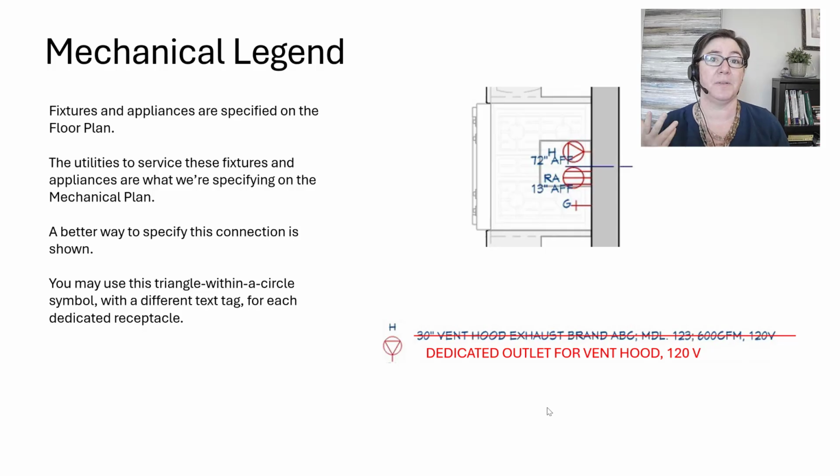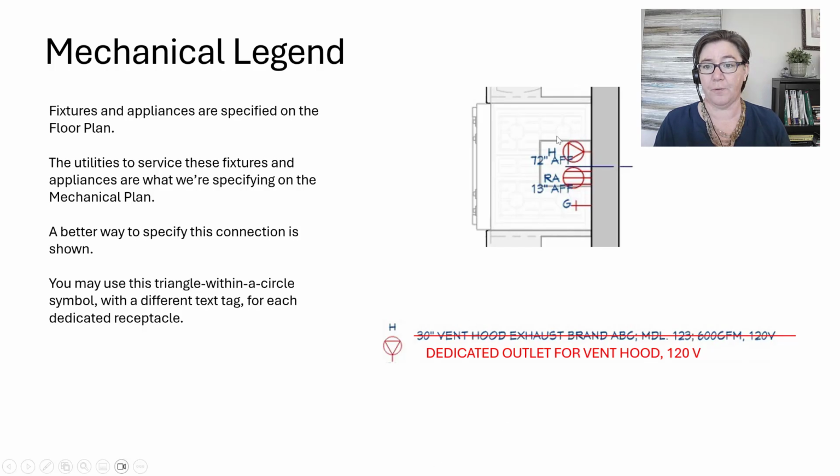Next, let's talk about those dedicated outlets for your appliances. The fixtures and appliances themselves are specified on the floor plan, so we don't need to repeat that information here on the mechanical legend. In the example that we're seeing here, the range and the hood themselves are specified on the floor plan. What are we specifying on the mechanical plan? Well, we're looking at the utilities to service these fixtures and appliances. And so here's an example, something that I think is incorrect in your sample set, and here's a better way.